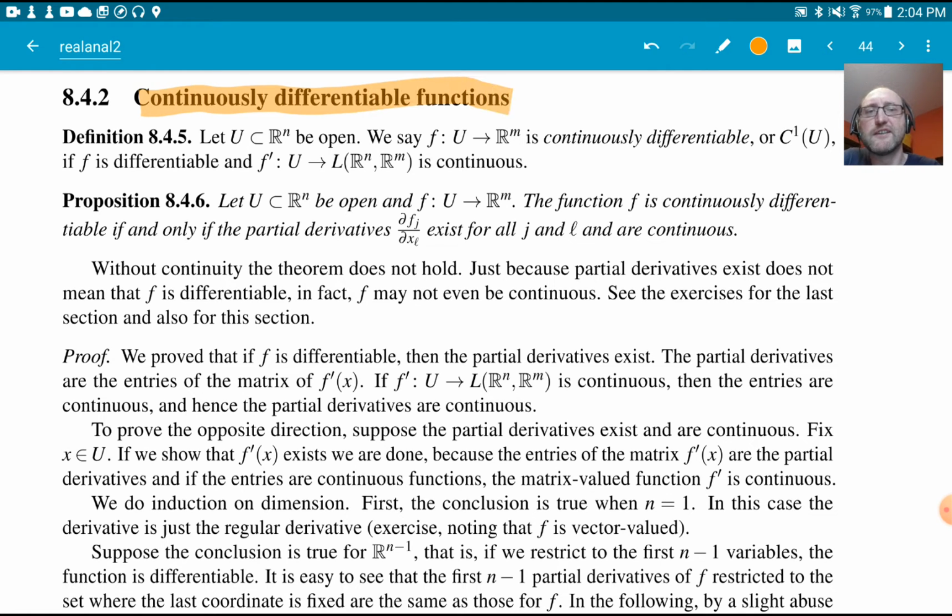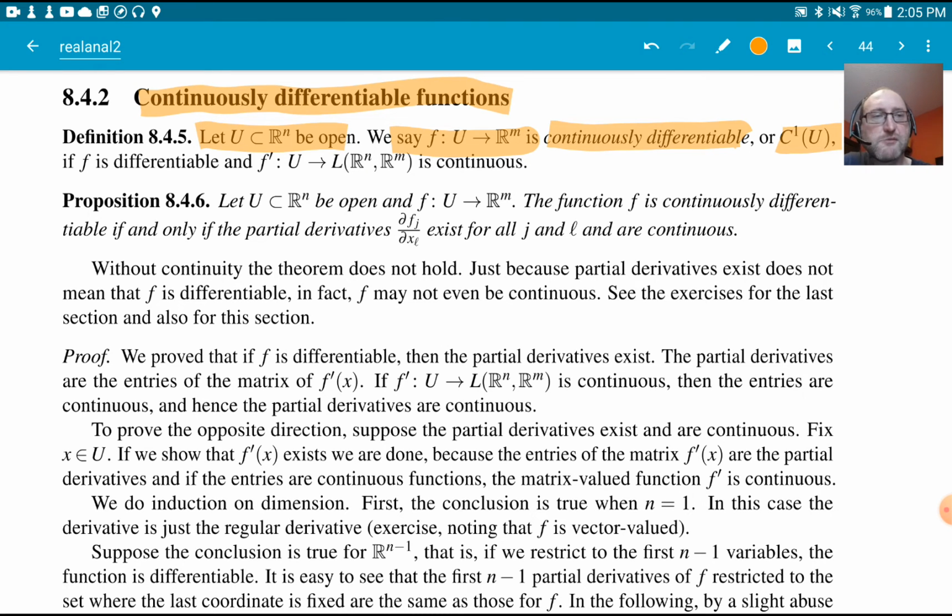We're looking at continuously differentiable functions. So again, suppose that we have some open set U. Then we have a function f defined on U. So open set in R^n, it's valued in R^m, so between any two Euclidean spaces. We say it's continuously differentiable, or C^1, sometimes C^1 of U, depending on how much you want to include in the notation, if it's differentiable and the derivative is continuous, right?